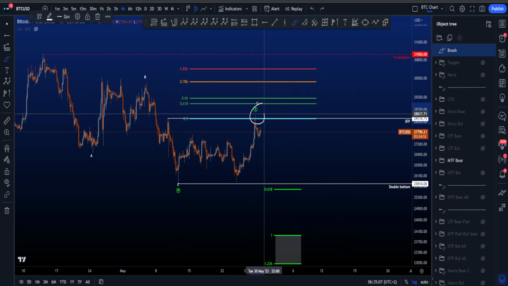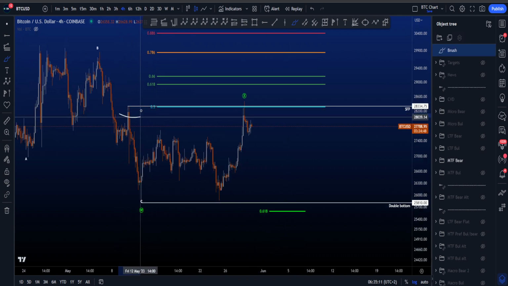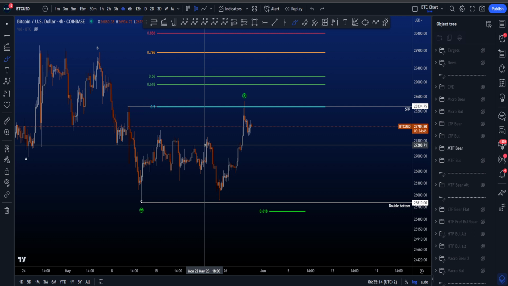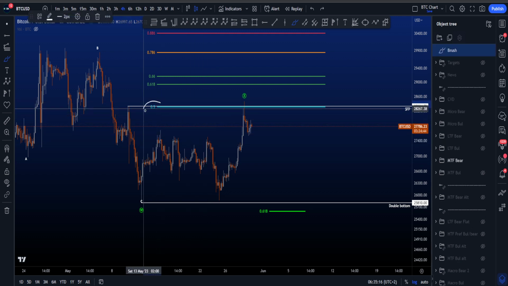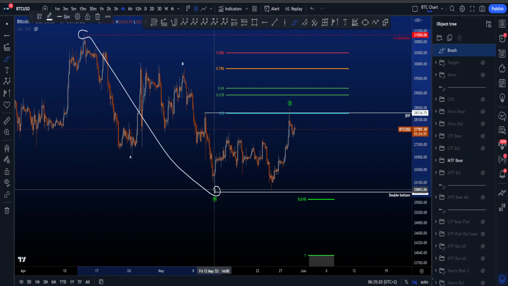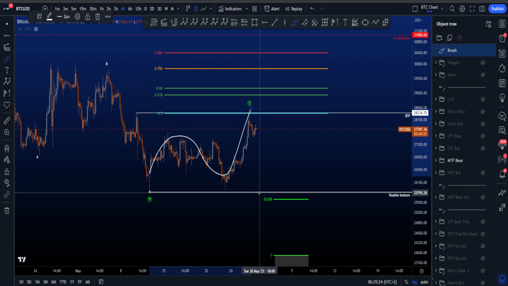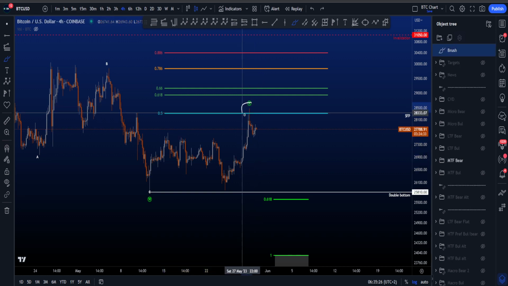If we then look at this wave X over here, price just wicked one of the areas that we were looking for, which was the highs over here at 28.3K. Important area, also in confluence with the 0.5 Fibonacci taken from the high over here to the low of W. So that is very nice. And also on the micro lower time frames, this works very nicely, where this could be the high of X.